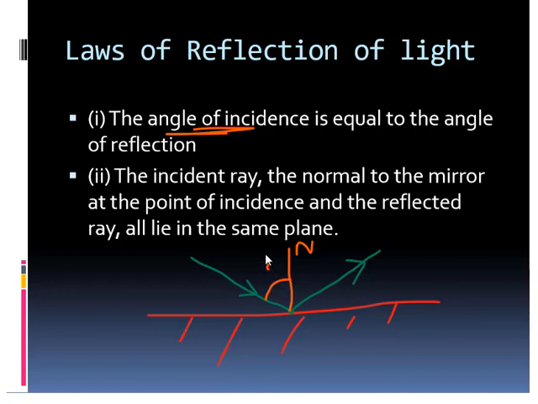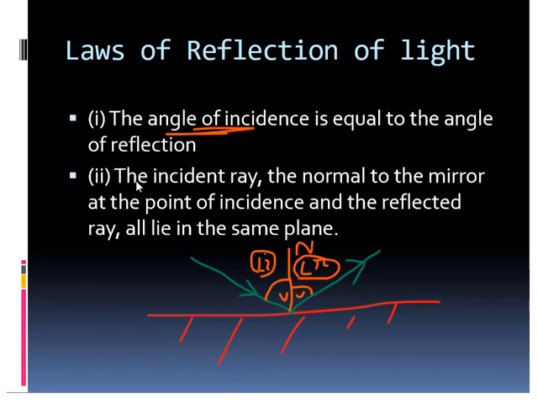It is known as angle of incidence, which is represented by angle I. Now this angle, that is the angle between the normal and the reflected ray, is known as angle of reflection, which is known as angle R. The first law tells you that the angle of incidence is equal to the angle of reflection. So this angle and this angle are equal to each other.